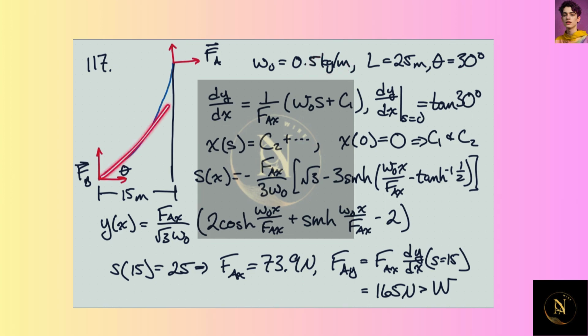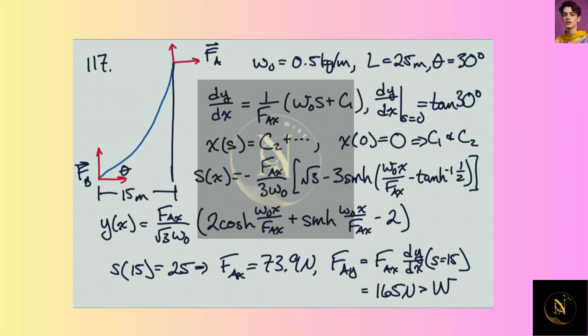We know that the cable is 25 meters long, that the horizontal distance from the point where it's anchored to the ground to the tower is 15 meters, and that the angle it makes with the horizontal at point B is 30 degrees. So with all that information, we can start writing the equations from what we had in the book.